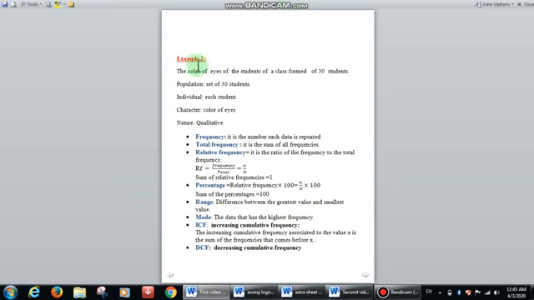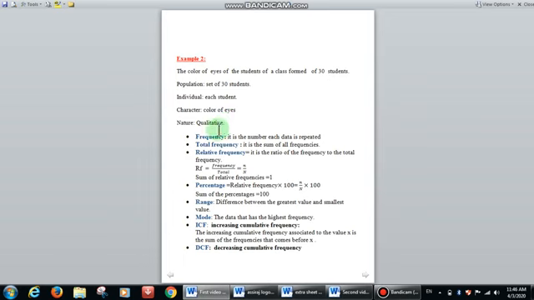Let's move to the second example. The color of eyes of students of a class formed of 30 students. What is the population now? It is the set of 30 students. The group we make our study on was a set of 30 students. Individual is each student. Color of eyes is the character studied. Its nature, since it doesn't represent a number, then it is qualitative.